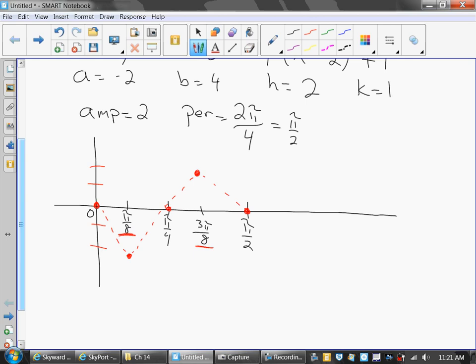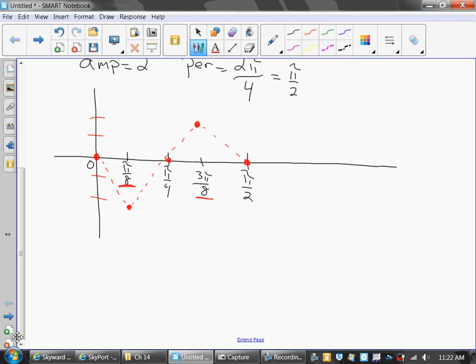All right? Now, I know that I'm going to have to shift all of these points, but it's not going to be that bad. So here's my original set of ordered pairs. My original set of ordered pairs is at, well, I'll have a little space here. 0, 0. Next one is at pi over 8 and negative 2. Next one is at pi over 4 and 0. 3 pi over 8 and 2. And then pi over 2 and 0.